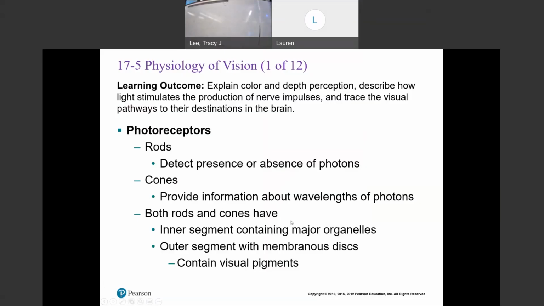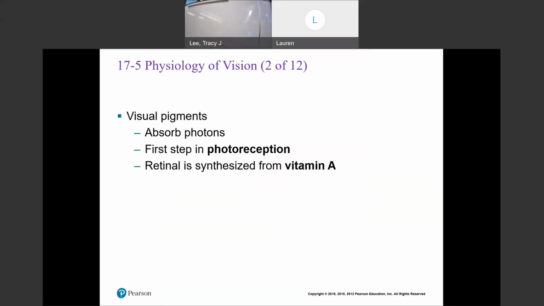All right. You guys don't need to worry about this information. We're just gonna skip through that. All I really care about you knowing on this is that retinol is synthesized from vitamin A. So we do need vitamin A for good, healthy eyes.